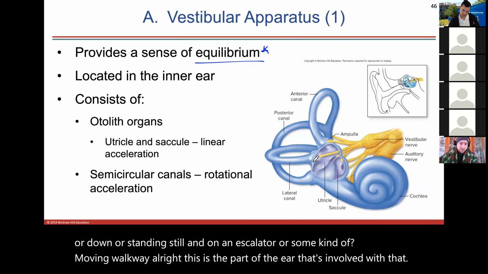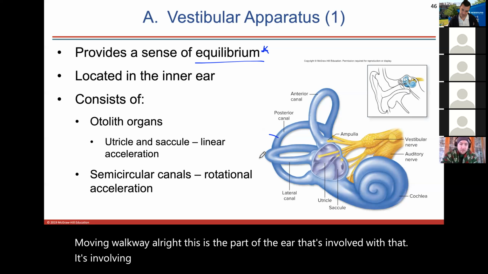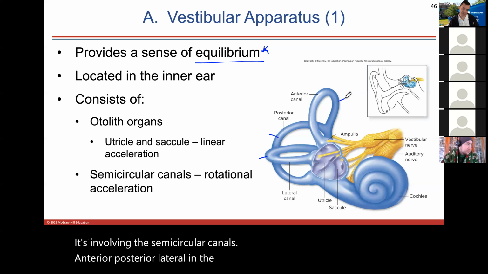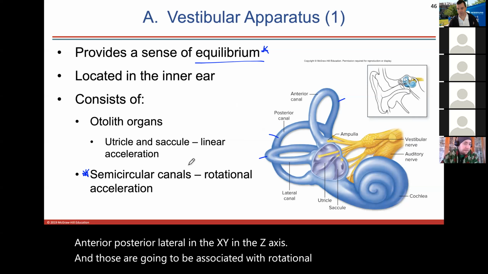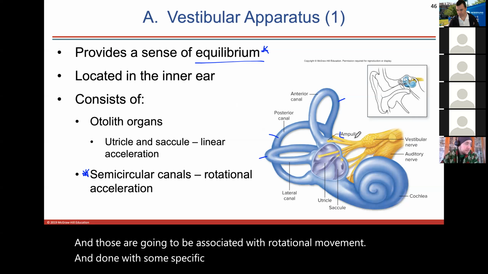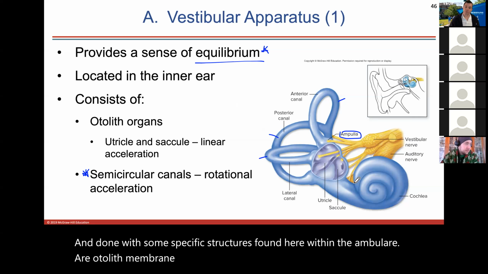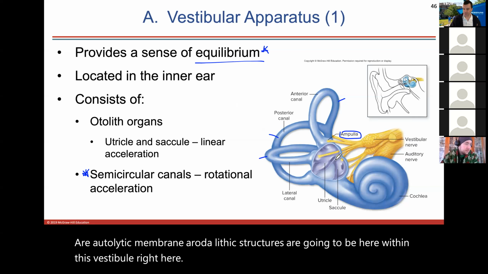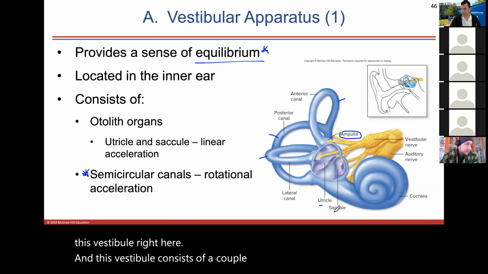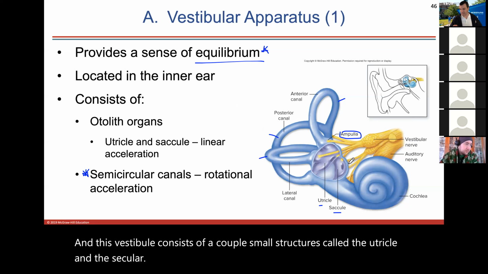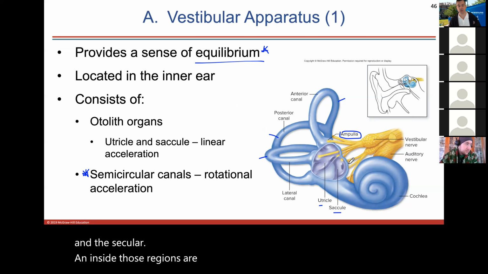Specifically, it involves the semicircular canals, anterior, posterior, and lateral, and the X, Y, and Z axis. Those are associated with rotational movement, and it's done with some specific structures found within the ampulla. Our otolithic structures are within this vestibule right here. This vestibule consists of a couple of small structures called the utricle and the saccule. Inside those regions, we interpret linear movement, linear acceleration, okay?